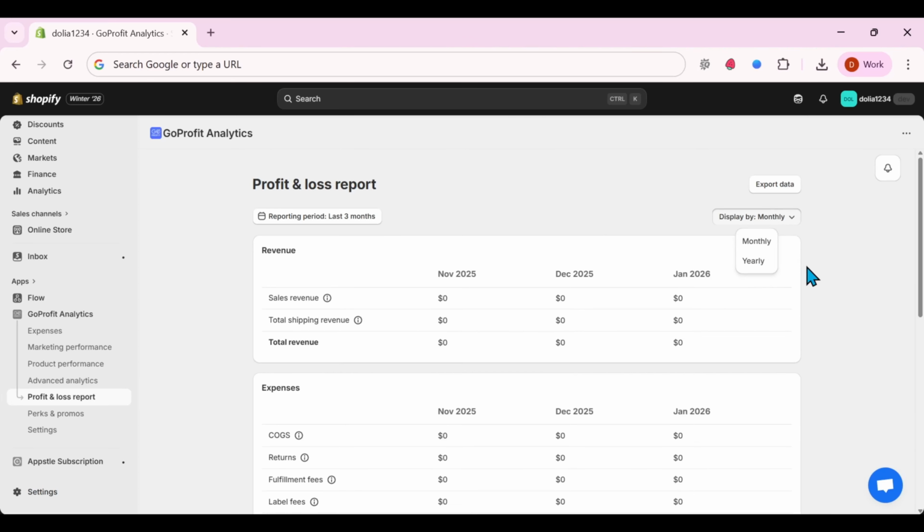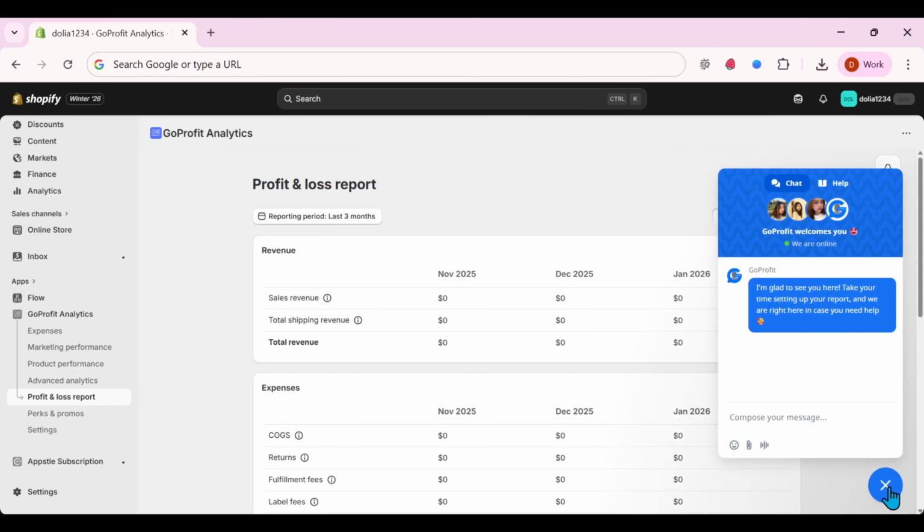If you are a pro customer and wish to customize the report, for example, by week, by custom date range, or with additional metrics, please reach out to our support team for assistance.